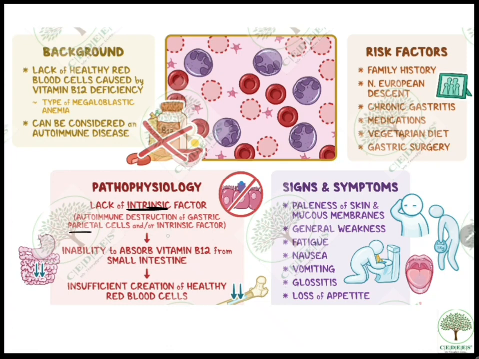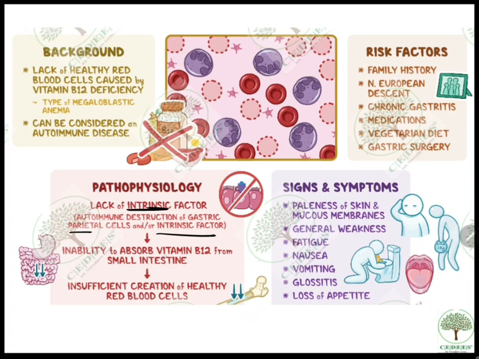Due to destruction of these parietal cells, they are unable to form the intrinsic factor, and intrinsic factor of Castle is very, very important to absorb the vitamin B12 into the bloodstream. Without that, the B12 absorption cannot occur. So even if you are taking sufficient B12 through your diet or other sources, that B12 is unable to get absorbed and actually carry out its functions.